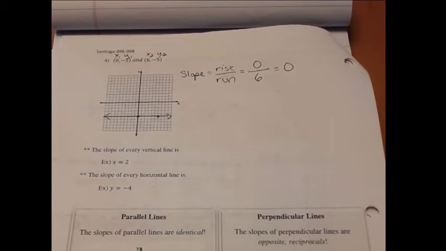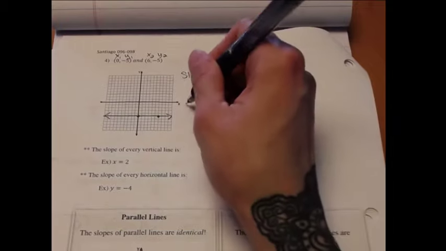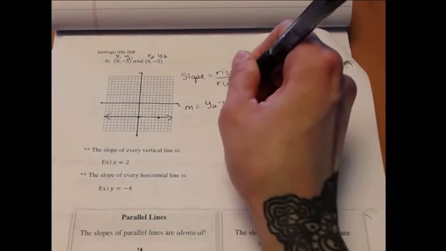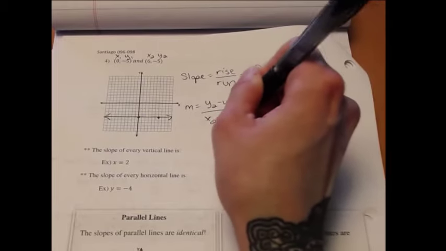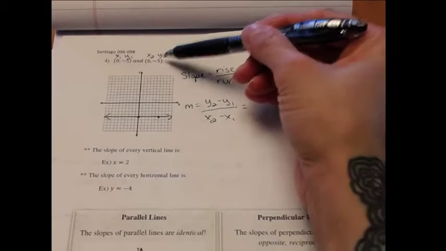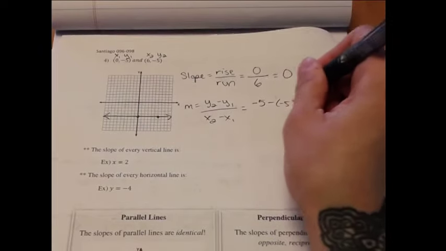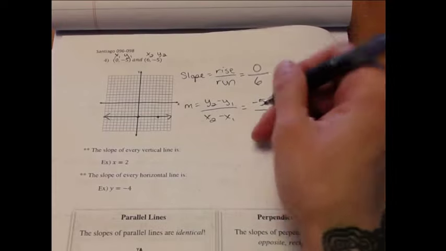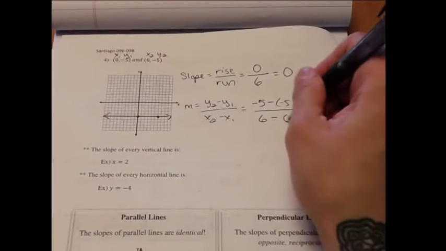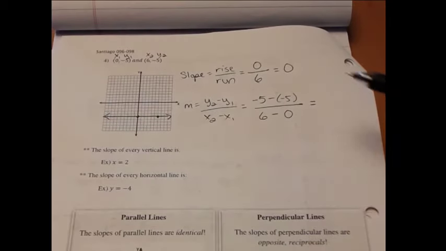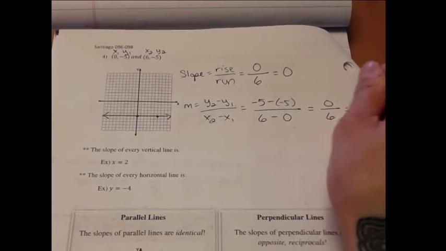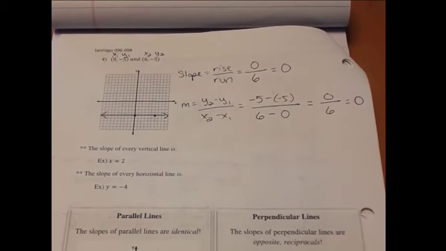Now we're going to calculate slope algebraically. M is equal to y2 minus y1 over x2 minus x1. y2 in this case is -5, minus y1, which is -5, over x2, which is 6, minus x1, which is 0. If we do the math, we find this is -5 plus 5, which is 0, because they're additive inverses of each other. They're opposites. 6 minus 0 is 6, and voila. Algebraically, we also found that the slope is 0.